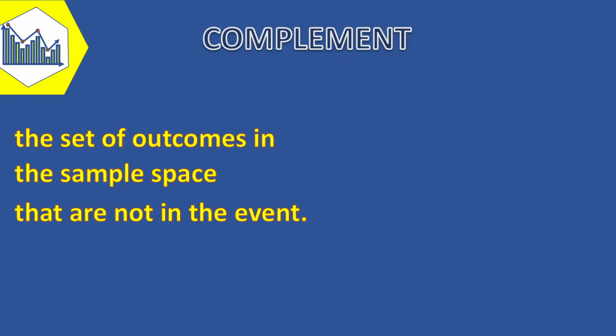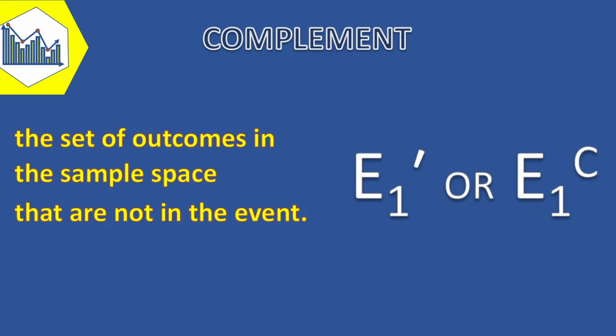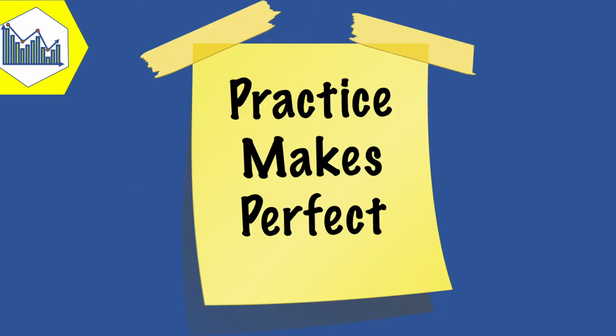And finally, the complement of an event in a sample space is the set of outcomes in the sample space that are not in the event. We denote the complement of the event E as E prime. The notation E superscript C is also used in other literature to denote the complement. I know that they are easy to understand, but always remember it. Practice makes perfect. Consequently, let's see some examples of these operations.